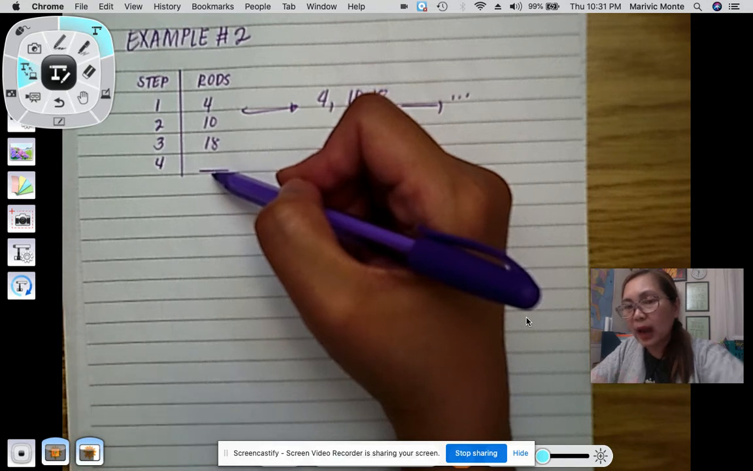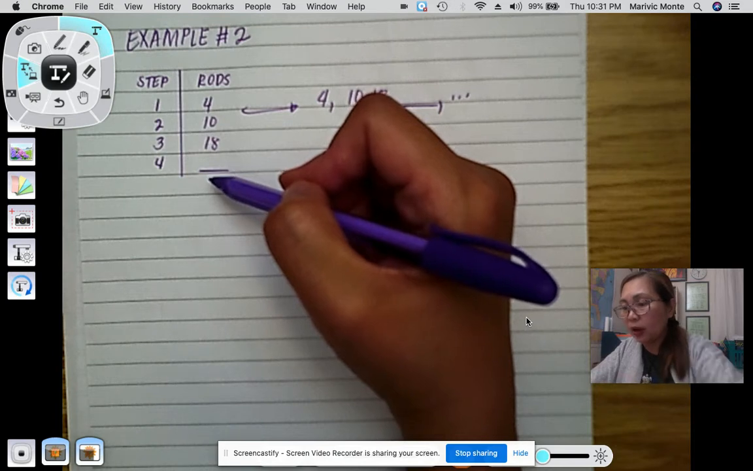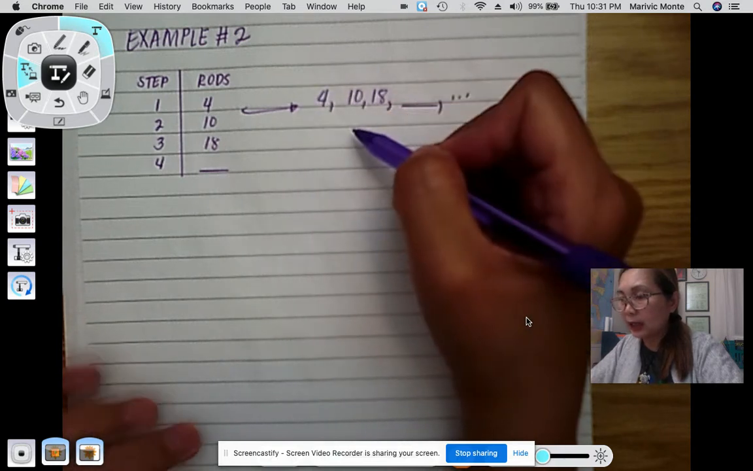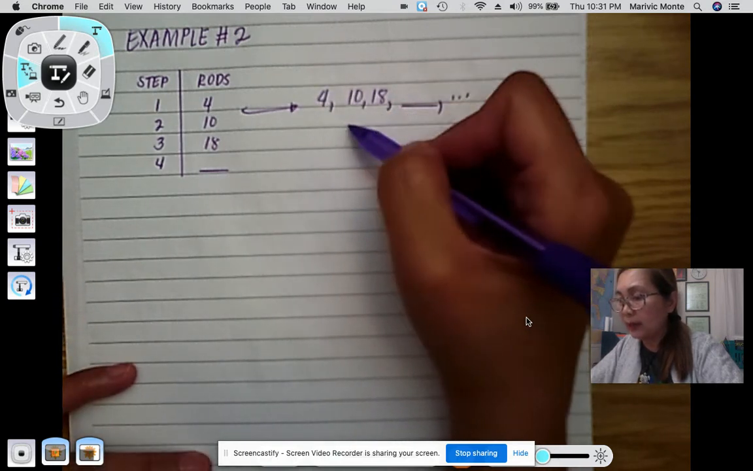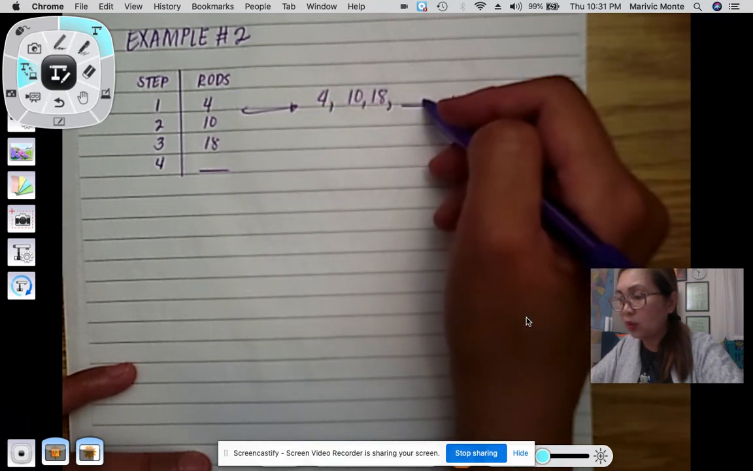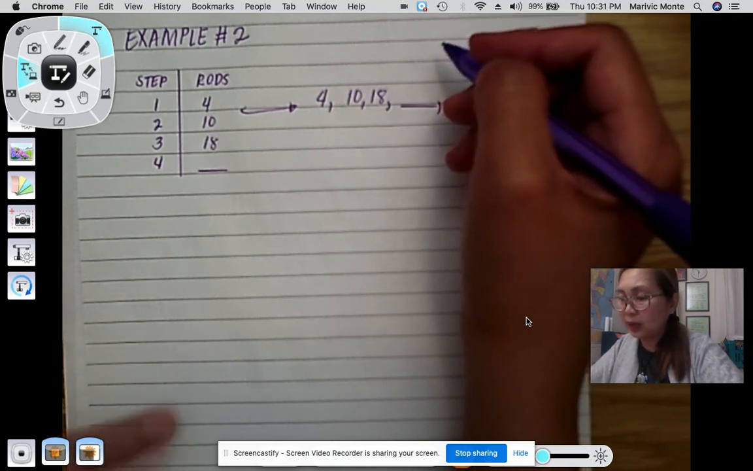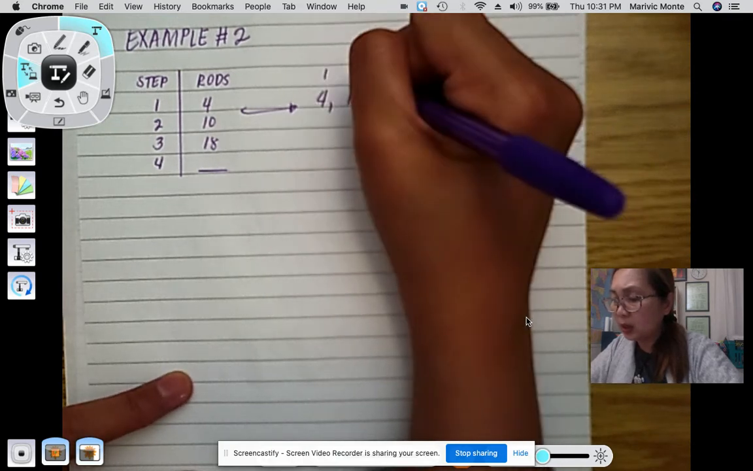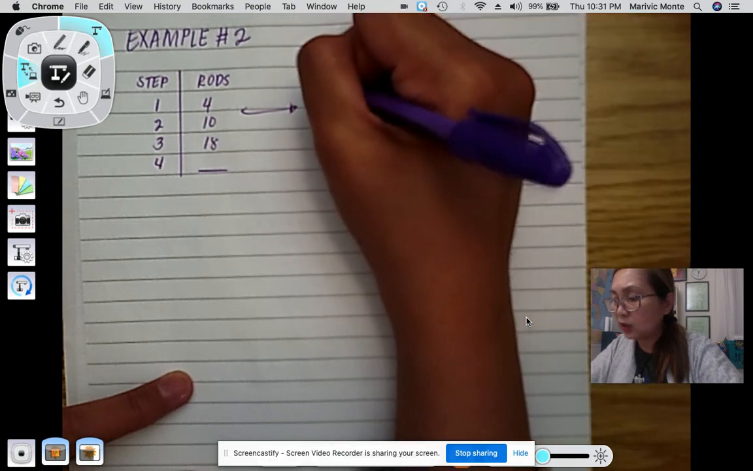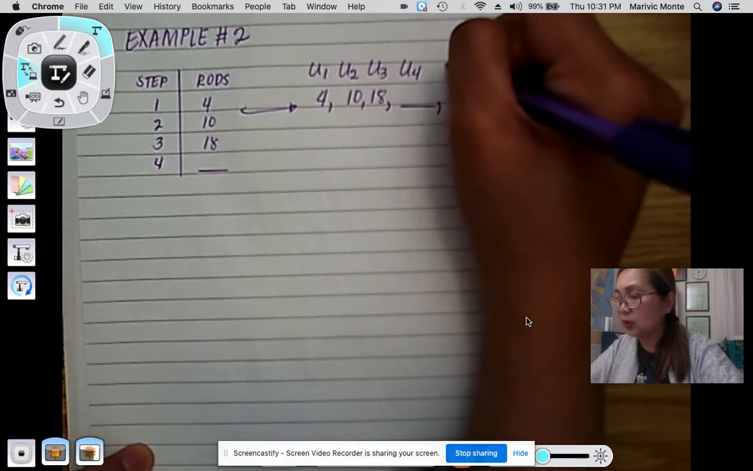So one route of finding out would be, of course, to draw the pattern. You could draw that, or you could also look at the sequence. If we write this down the way we did in example number 1, we're going to have a sequence composed of 4, 10, and 18 coming from the number of rods, but we do not know what number goes here. So let us write down what we already know. Steps 1, 2, 3, and 4 go up here, and we could write this down as u of 1, u of 2, u of 3, and u of 4. And of course, this one is your u of n.